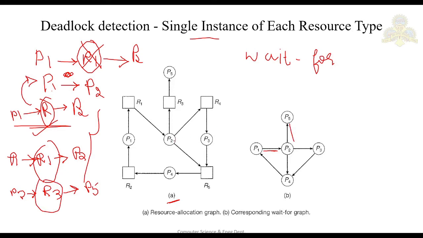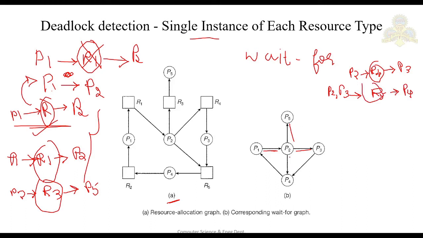Then P2 is waiting for R4, but R4 has been allocated to P3. Now remove this R4, what will you have? From P2 to P3 you'll have an edge, which is this edge. Then P2 and P3 are waiting for R5, but R5 is allocated to P4. Now remove this one.